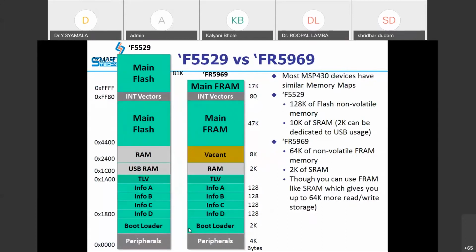This is a simple comparison between two MSP430 controllers, that is 5529 and FR5969. As I had mentioned, the difference is that the F series has only flash memory, whereas FR means FRAM, which is nothing but a non-volatile memory.